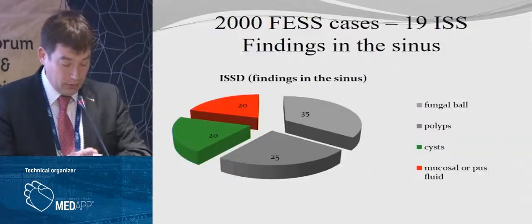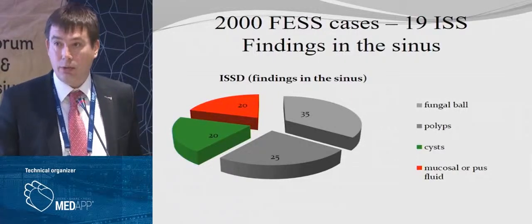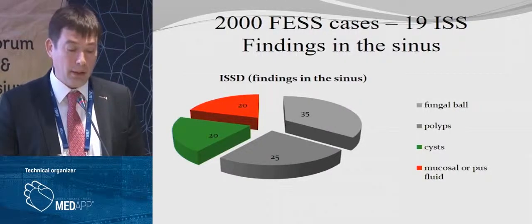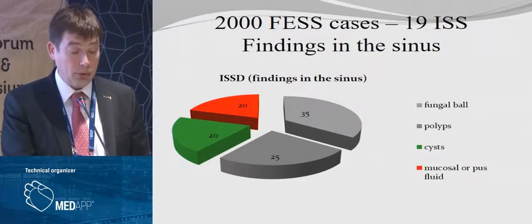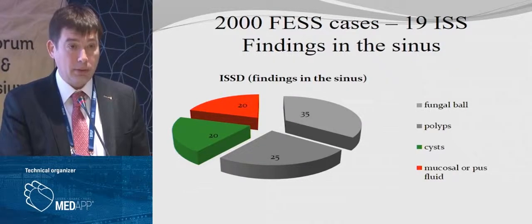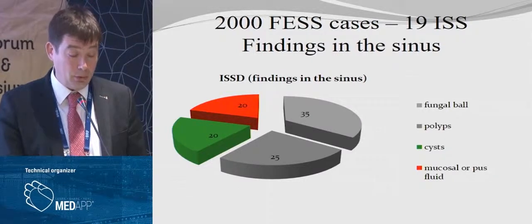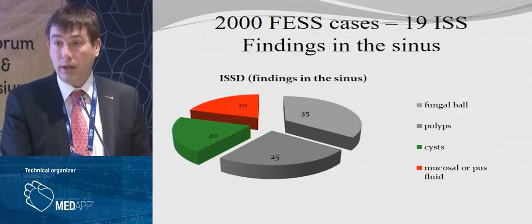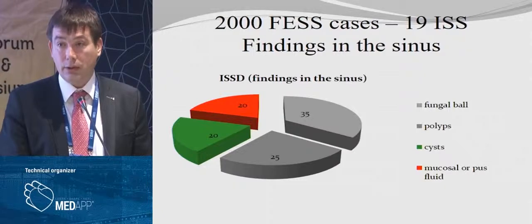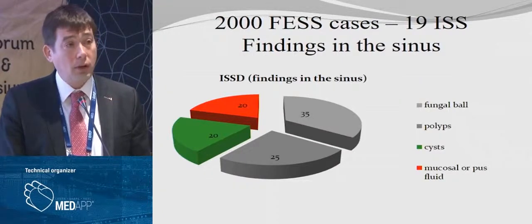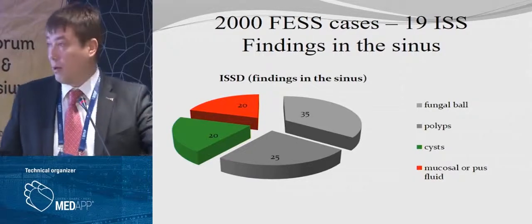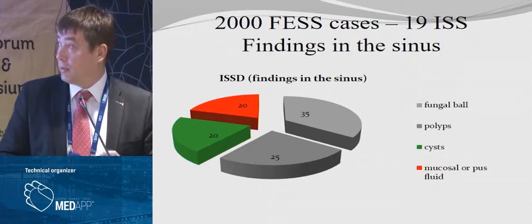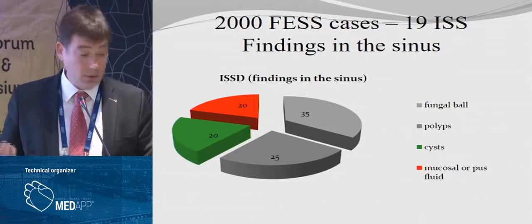So, of course, as usual, I would like to present a number of my cases. This is not a common pathology. As you see, among 2,000 of my first patients during about 2 years, there were only 19 isolated sphenoid sinusitis. They were all chronic situations, and among them only 4 common types of pathology were found during surgical procedure.